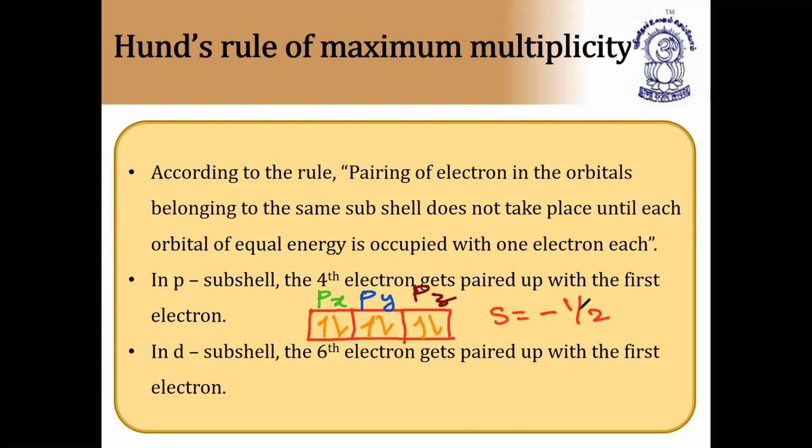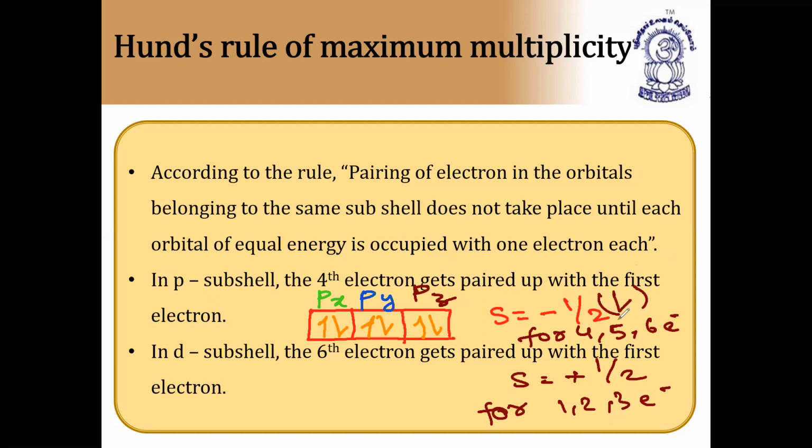Fifth electron also minus half, sixth electron also minus half. First electron plus half, second electron plus half, third electron plus half. So an upward arrow is plus half and a downward arrow is minus half. S is equal to minus half for the 4, 5, 6 electrons in the p orbital, whereas S is equal to plus half for the 1, 2, 3 electrons because they are upward arrows. No pairing takes place there.